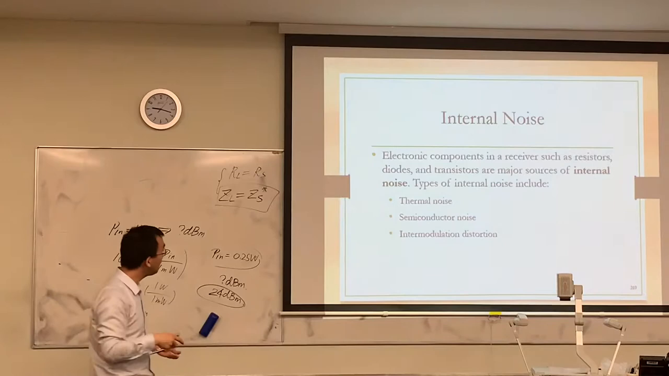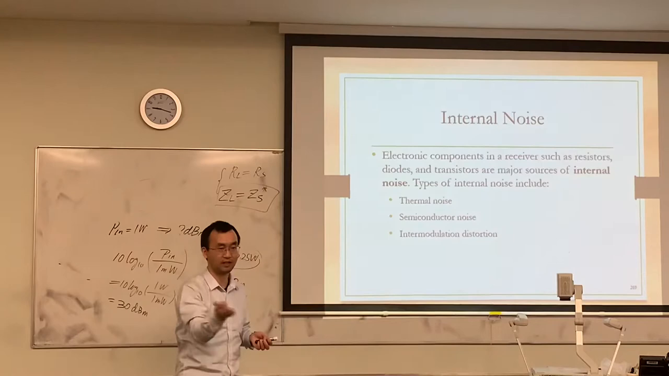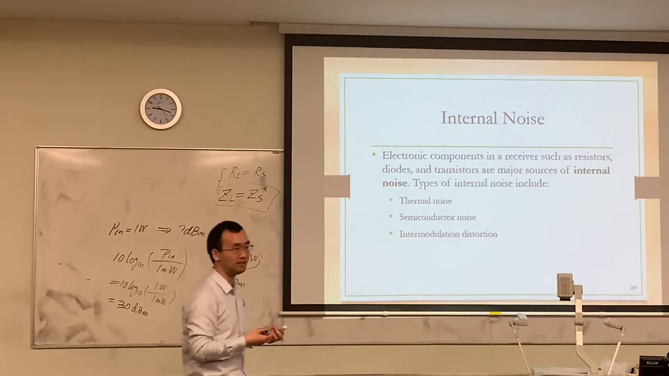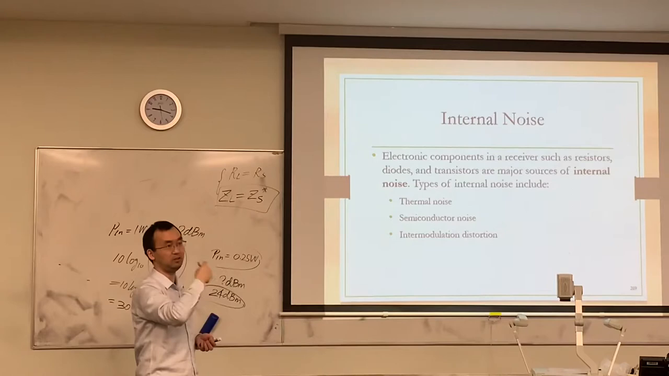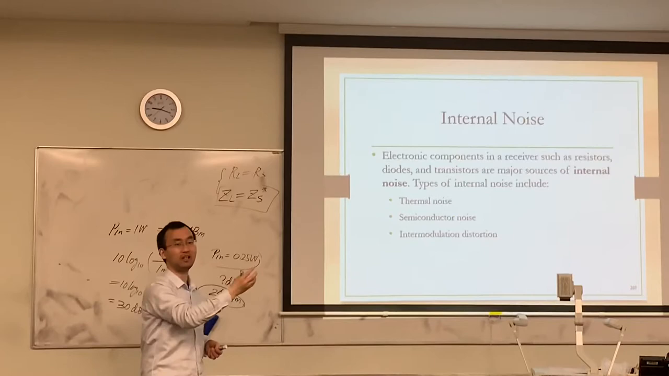You've got thermal noise. What is thermal noise? Thermal noise is the random motion of the electrons. Remember, the electrons are moving everywhere, not in any pattern. Although we say the electrons are moving around the atom, the nucleus, some of the electrons will become free electrons. They move from one nucleus to another nucleus.